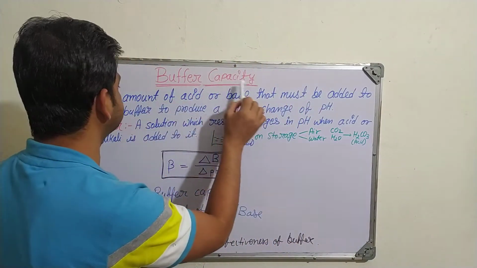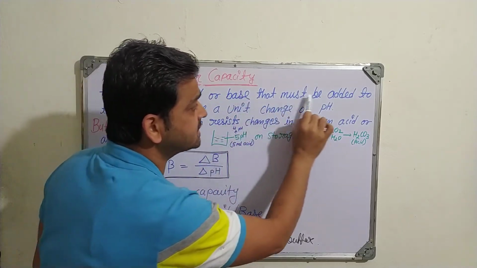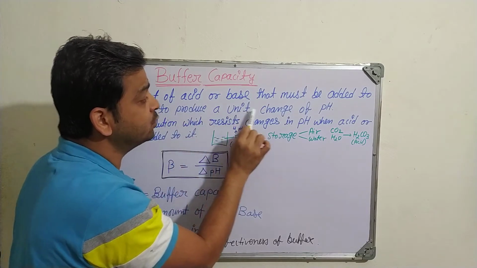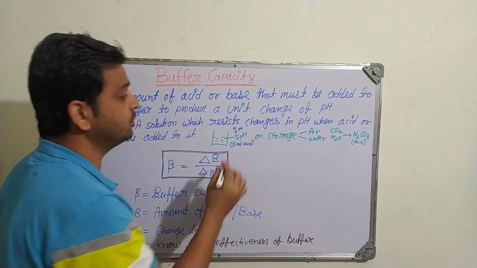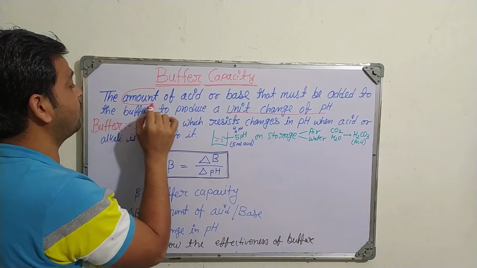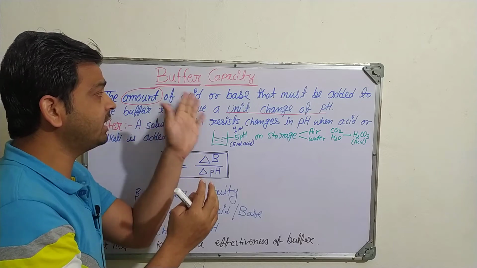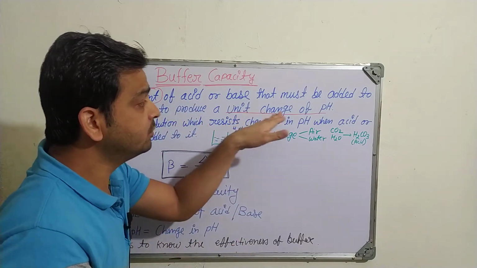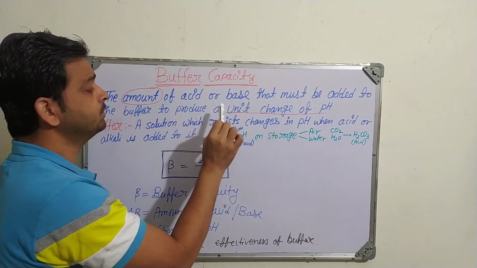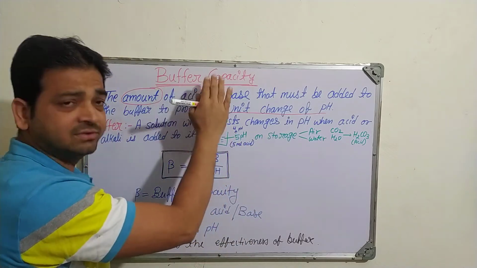The topic is buffer capacity: the amount of acid or base that must be added to the buffer to produce a unit change of pH. What quantity of acid is required for a unit change of pH if it is an acid buffer? Or, if it is a base buffer, what quantity of base is required to produce a unit change of pH? That is called the buffer capacity.